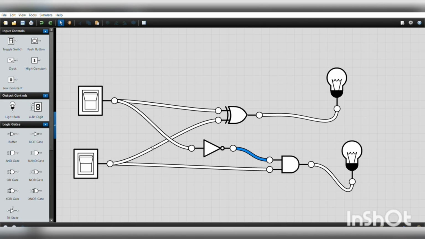So when both the inputs are 0, your output is also 0. And when your input is 0 and 1, your borrow is 1 and the difference is 1. And when your input is 1 and 0, your borrow is 0 but your difference is 1. And when the inputs are 1 and 1, your borrow is 0 and your difference is 0.